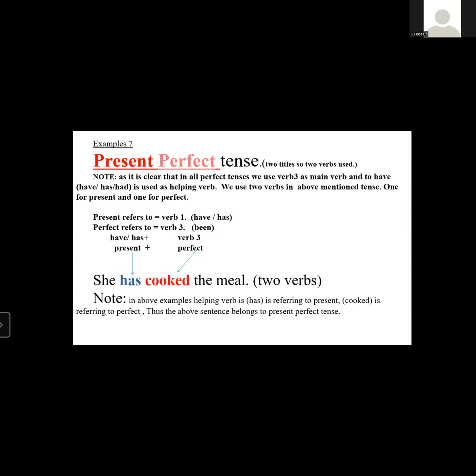What is first form in a shape of helping verb? Has. And what is third form in a shape of cooked? And what is the main verb here? Cooked. So first form plus third form. First form stands for present, third form stands for perfect. And when they both come together, they create present perfect tense. ये continuous tense क्यों नहीं है? Because there is no verb ing. ये perfect future tense क्यों नहीं है? Because there is no will or shall.